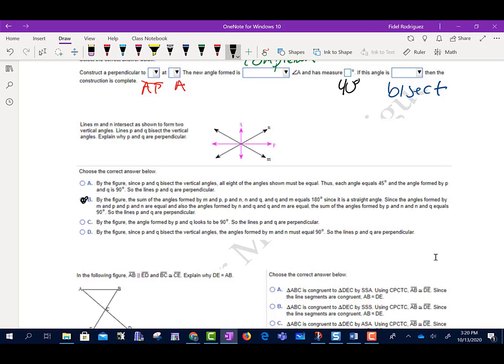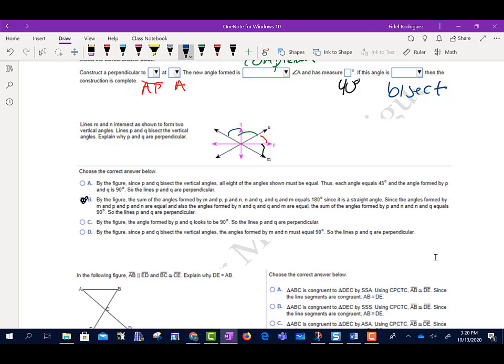Then choice B will be my answer, because it says the sum of the angles formed by M and P, so this angle right here, P and N, this angle right here, and Q and N, this angle right here, and Q and M, this angle right here, that has to add up to 180 degrees since it's a straight angle.